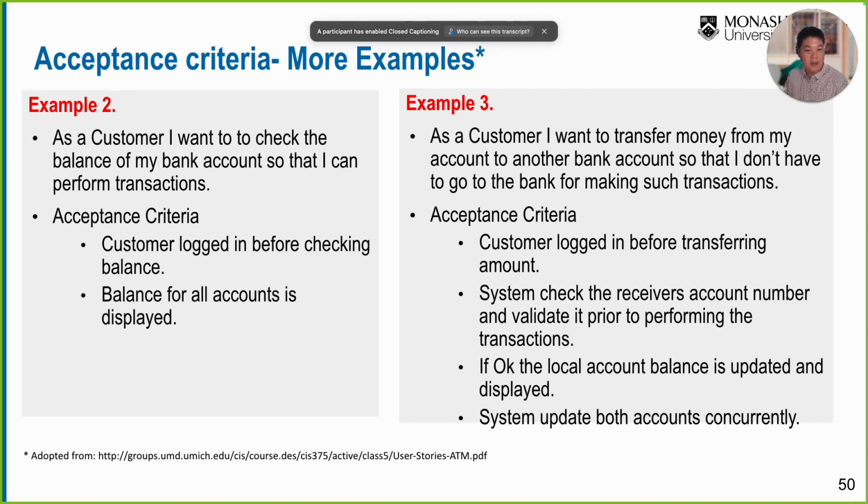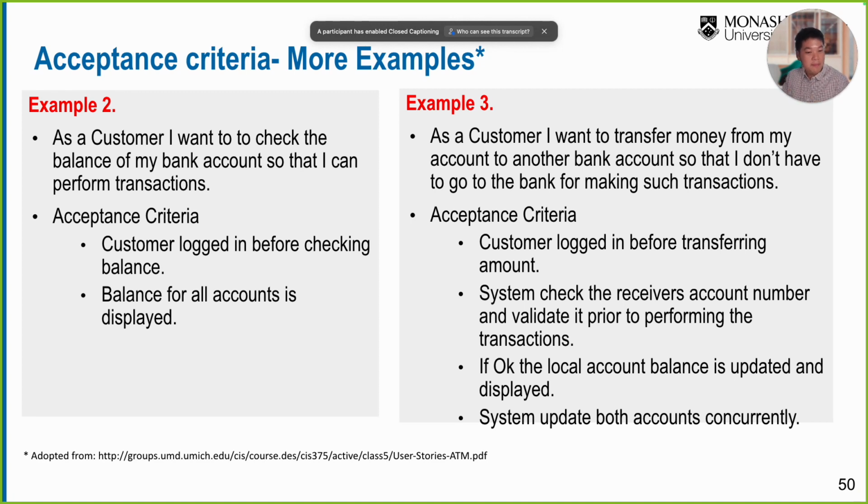That's the acceptance criteria. Before doing the bank money transfer, the system should check as well whether the receiver account number is valid or not, and validate everything before performing the transaction, okay? Also, they need to check whether the local account balance is correct or not. Do we have enough money to transfer? That kind of thing. And then, if everything is okay, the local account balance is updated and displayed. The money transfer transaction can be performed or executed.